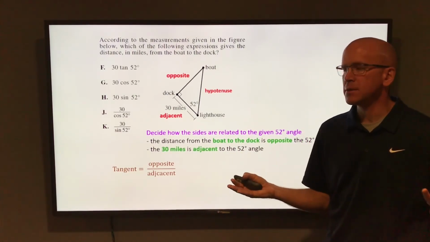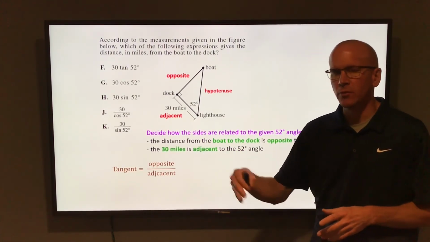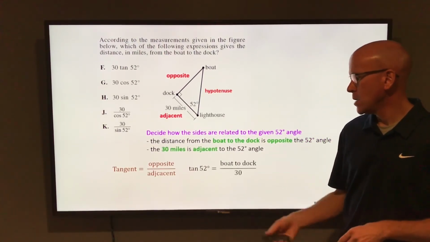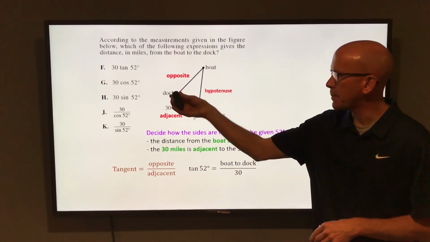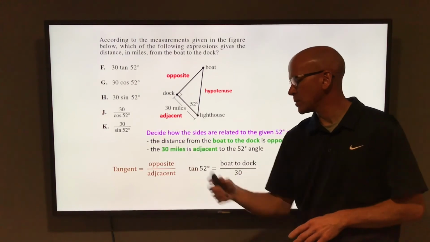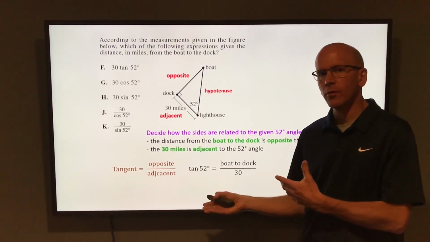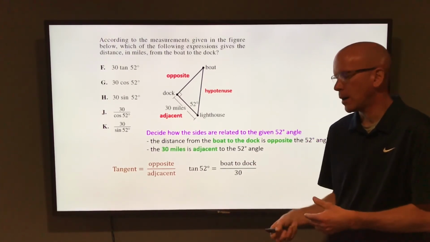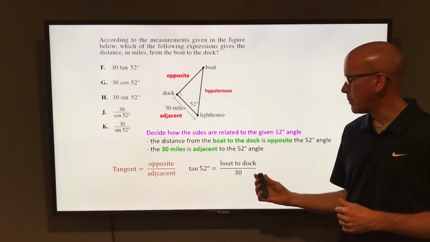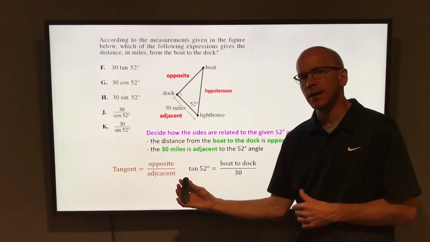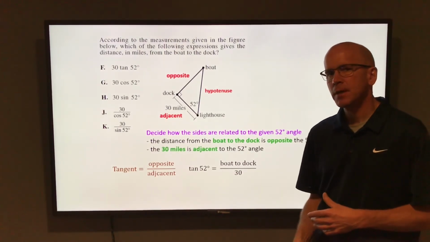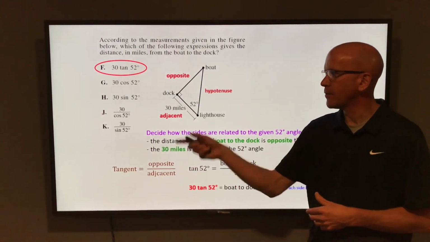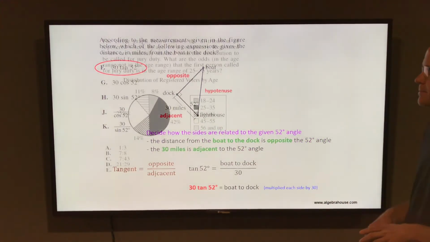And if you're actually taking the ACT on your own, you would stop right there and jump to the answer and move on to the next question. Don't waste any more time on this. So tangent is opposite over adjacent. You could say the tangent of 52 is equal to this opposite, which is boat to the dock, over adjacent, which is 30. But you need to solve this for the boat to the dock. So you have to get boat to the dock essentially by itself. How would you get that by itself? You would multiply both sides by 30 because it's being divided right now by 30. So the boat to the dock is equal to 30 times the tangent of 52. Like I told you the first time, letter F.